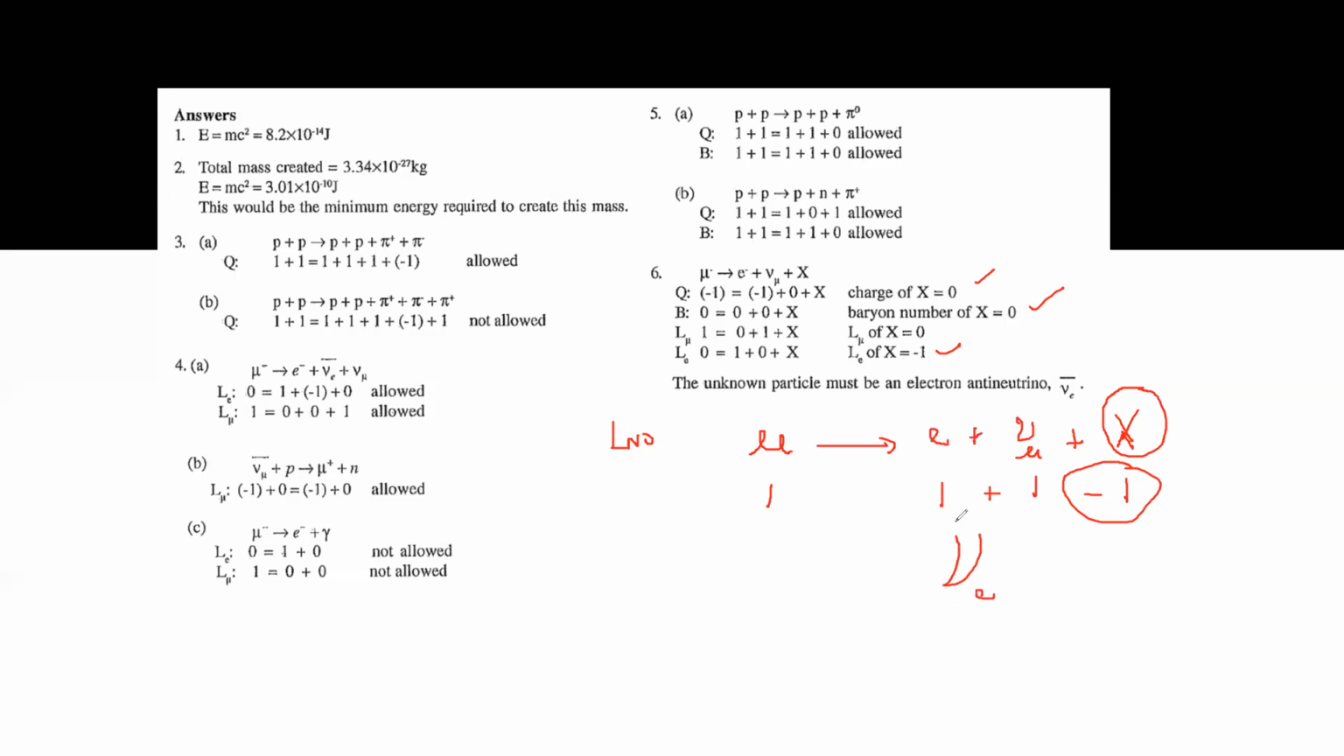Anti-electron neutrino is having all these properties, that it should have a lepton number -1, and the charge should be 0, the baryon number should be 0. So this particle which is released here is actually anti-electron neutrino. Is it clear, this example? Yeah.